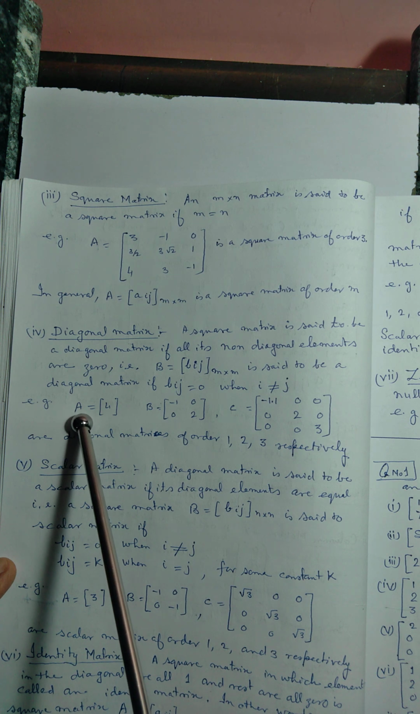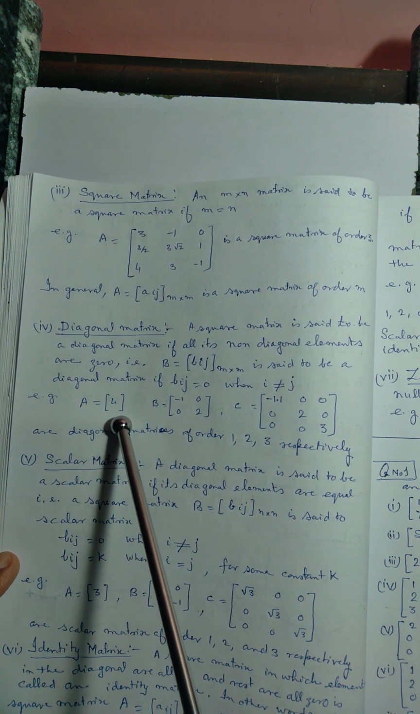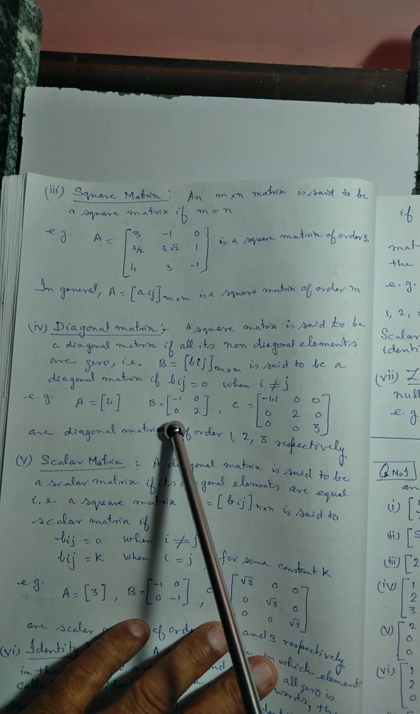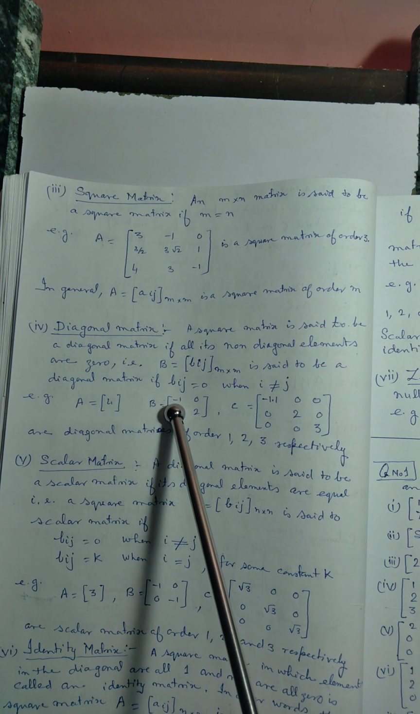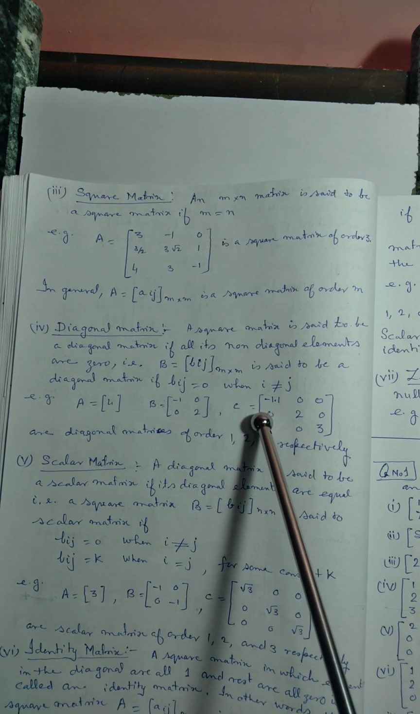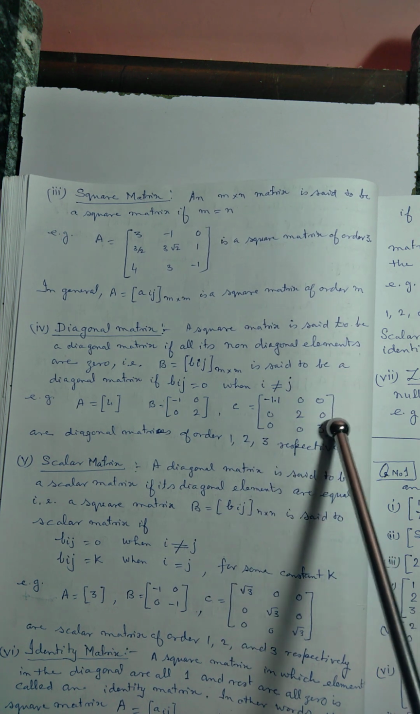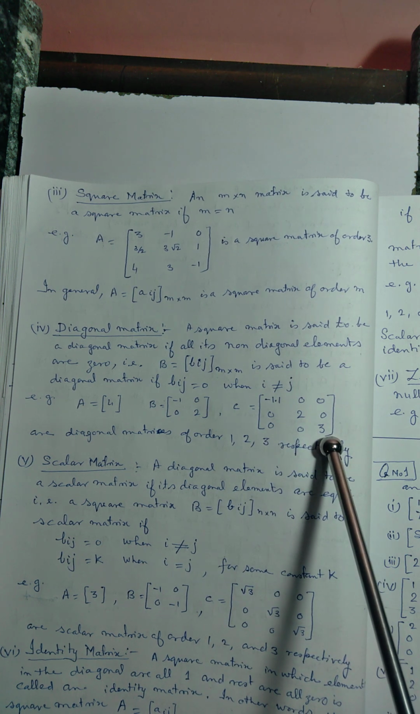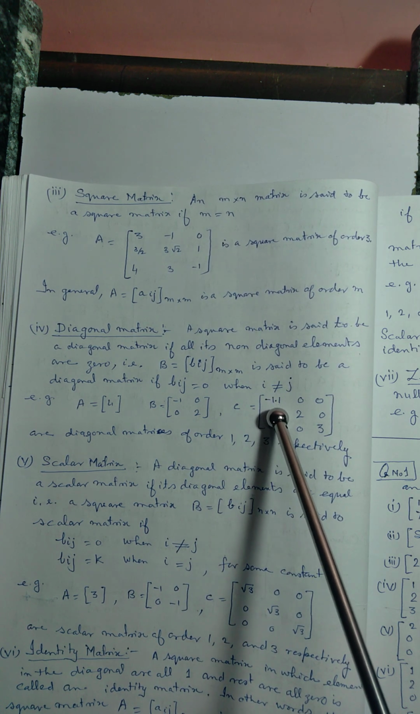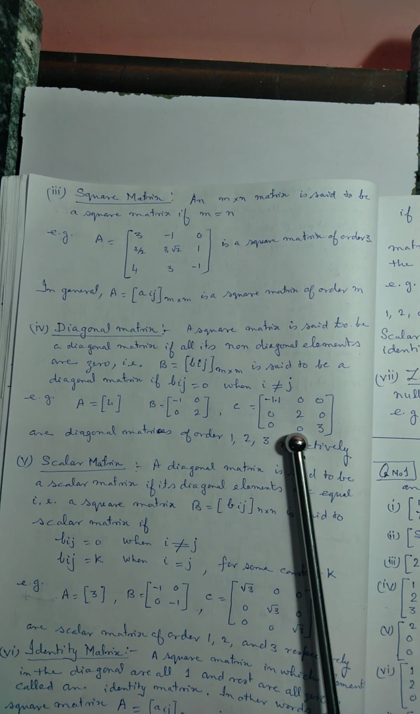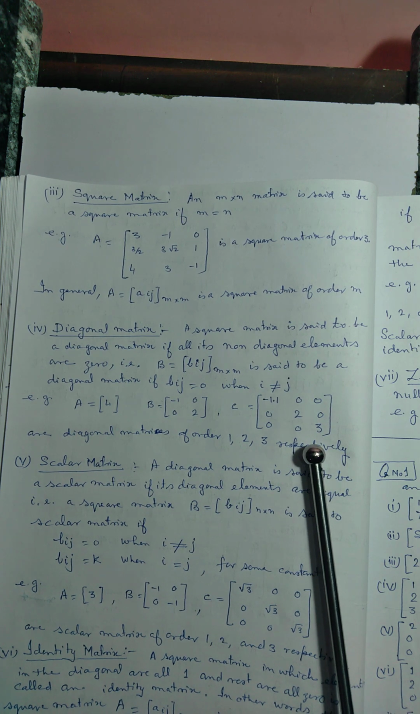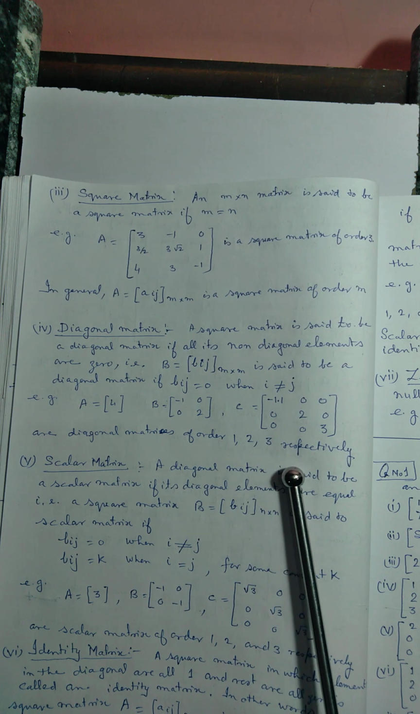You see here, matrix A: there is 4 inside the bracket, that is of order 1 into 1. B is minus 1, 0, 0, 2, which means you see here the elements at 1,1 and 2,2, and the rest of the terms are 0. Similarly, in the C matrix, you see, minus 1.1, 0, 0, 0, 2, 0, 0, 0, 3. You see, this minus 1.1 is the element in 1,1. 2 is in row 2, column 2. Here 3 is the element of third row and third column. So these are diagonal matrices of the order 1, 2, 3 respectively.